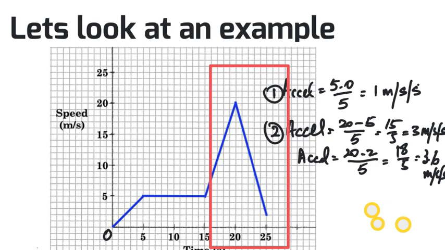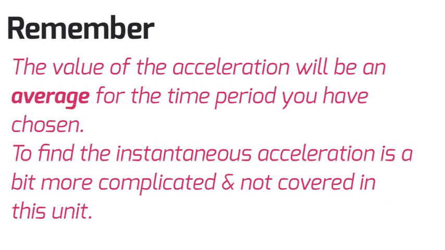So that's how you solve the problems, and that's as hard as the problem is going to get. All right? So when we're doing this, it says here the value of acceleration will be an average for the time period. We're not seeing how it changes second by second or whatever. We're looking at how it changes over that time period. And that's as hard as it's going to get. And that's why I've said down the bottom, that's a little bit more complicated.